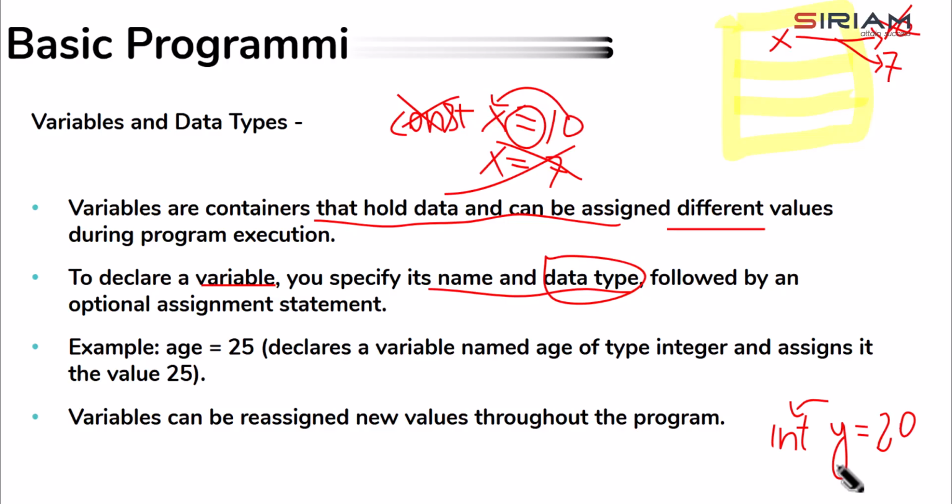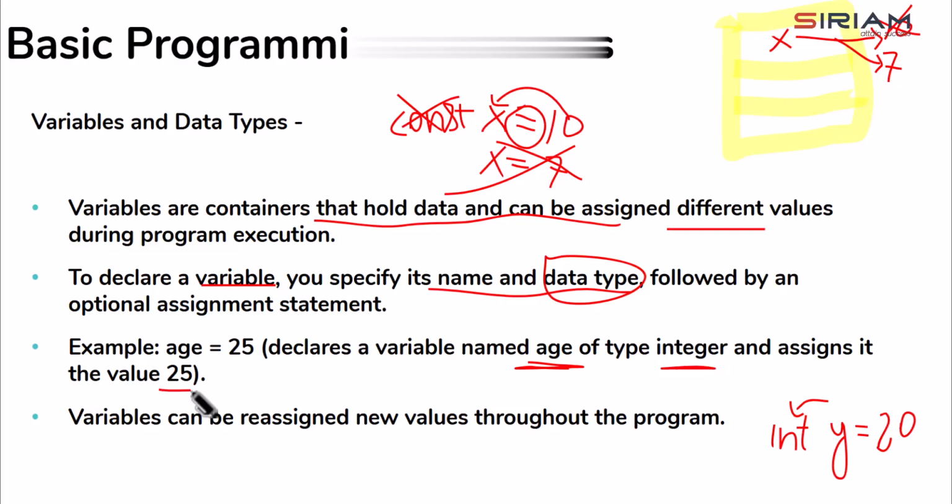You can see here one example: age = 25. That declares the variable. The name of the variable is age and the type is integer, which is assigned the value of 25. So these are the three different parts of any variable: the name of the variable, the data type and the assigned value, right? Including all these three together, we make one variable.